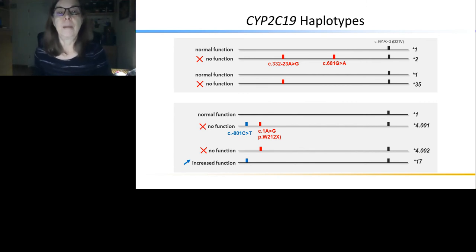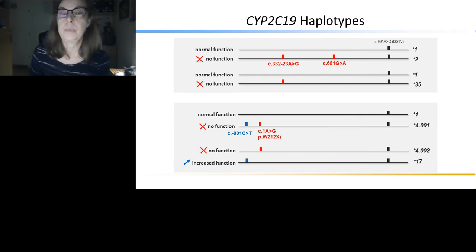So why are haplotypes important in the first place? This is what I want to show and demonstrate here on 2 examples for cytochrome P450 2C19. So in the top half of this slide, you see an example of a diplotype we call star 1 star 2 and star 1 star 35. And so you see 2 SNPs here in red. These are both SNPs that confer alternative splicing.